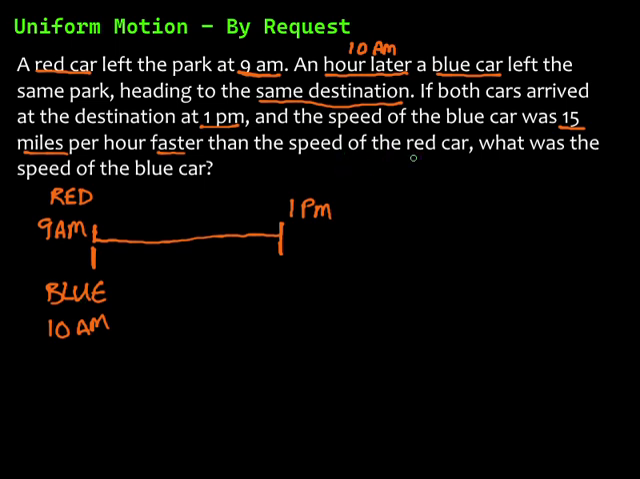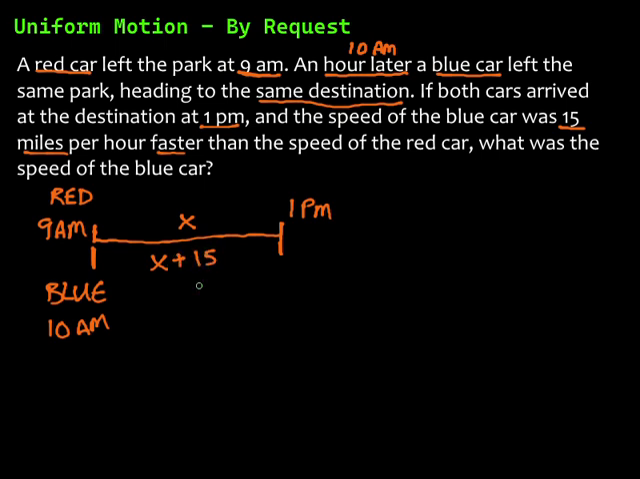Well, then we need to deal with the speeds. It says the speed of the blue car was 15 miles per hour faster than the speed of the red car. So we don't know either one. Let's call one of them X. Let's call the red one X. And let's call the blue one, well, if it's 15 miles per hour faster than the red one, we'd be looking at X plus 15.